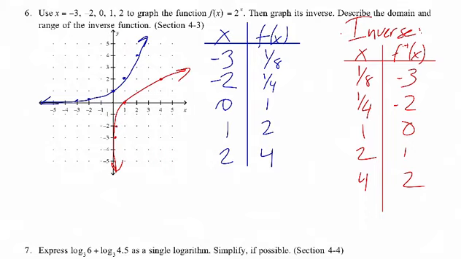To save a few seconds, I already graphed both the function and the inverse, but question number 6 says use x equals -3, -2, 0, 1, and 2 to graph the function f of x equals 2 to the x. Then graph the inverse. Then describe the domain and range of the inverse function.